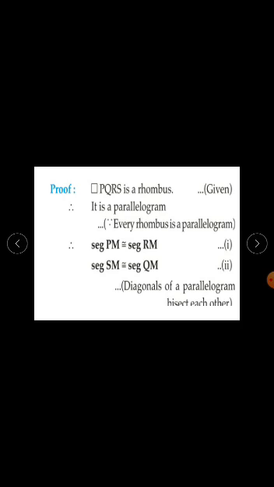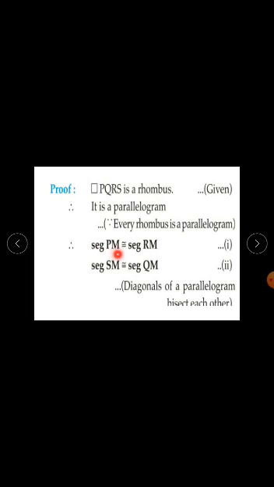Now proof. Quadrilateral PQRS is a rhombus, it is given. Therefore, it is a parallelogram. Therefore, quadrilateral PQRS is a parallelogram because every rhombus is a parallelogram.